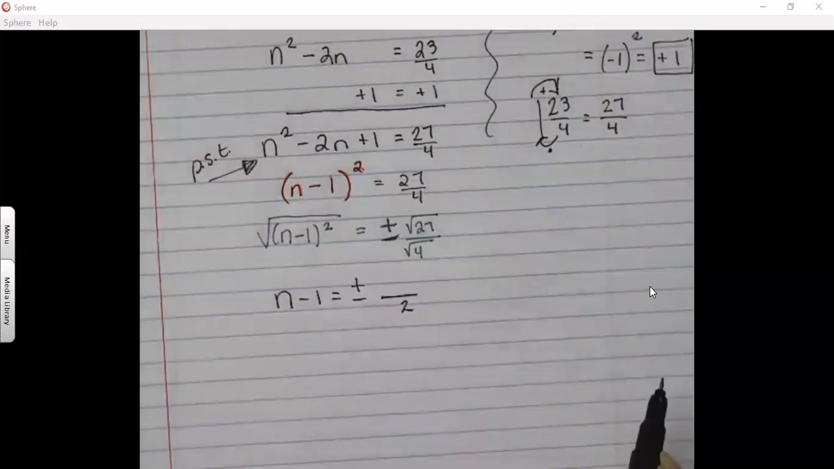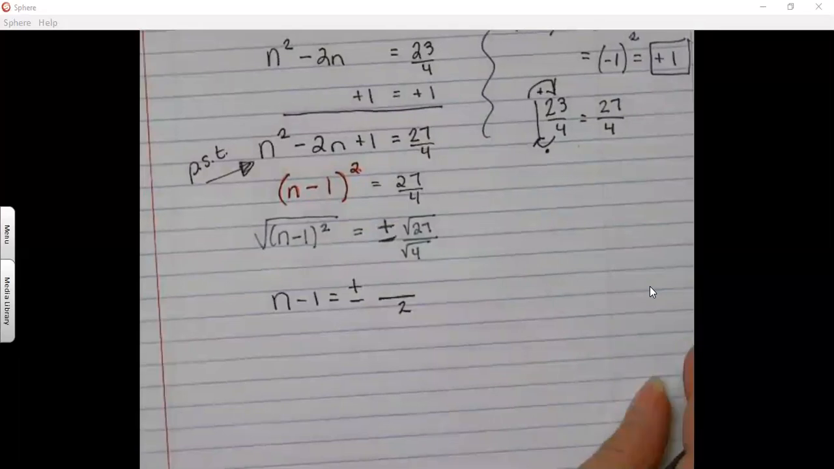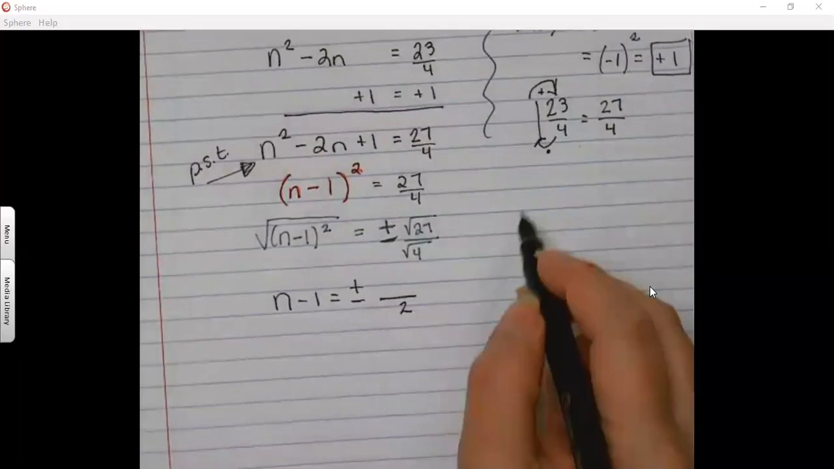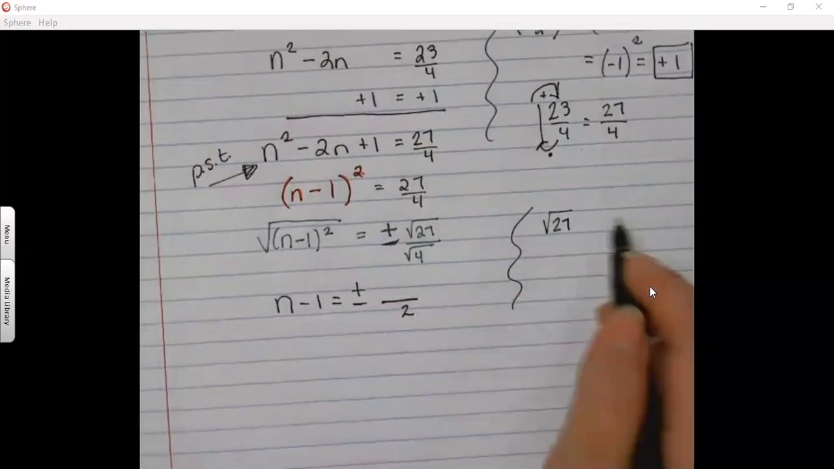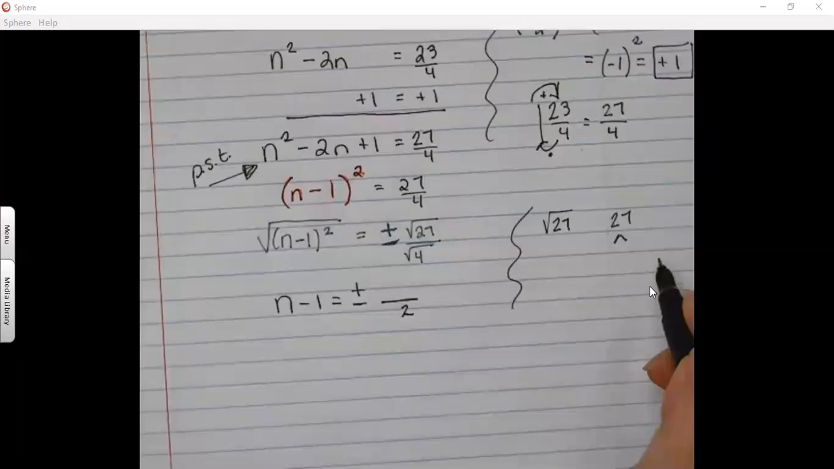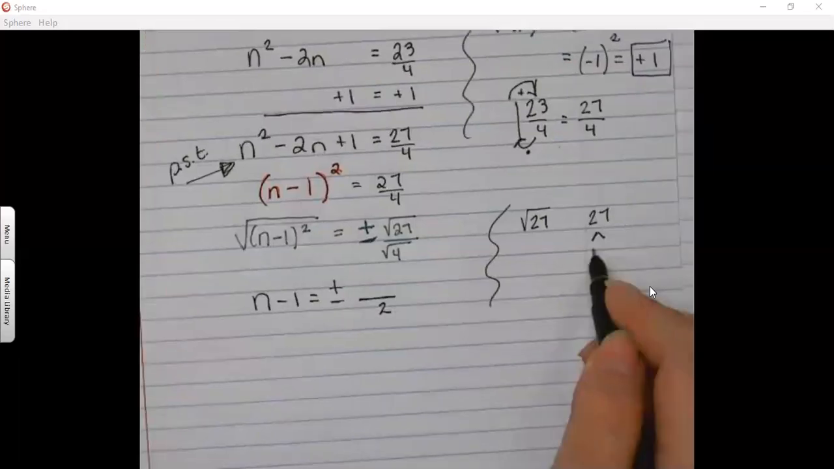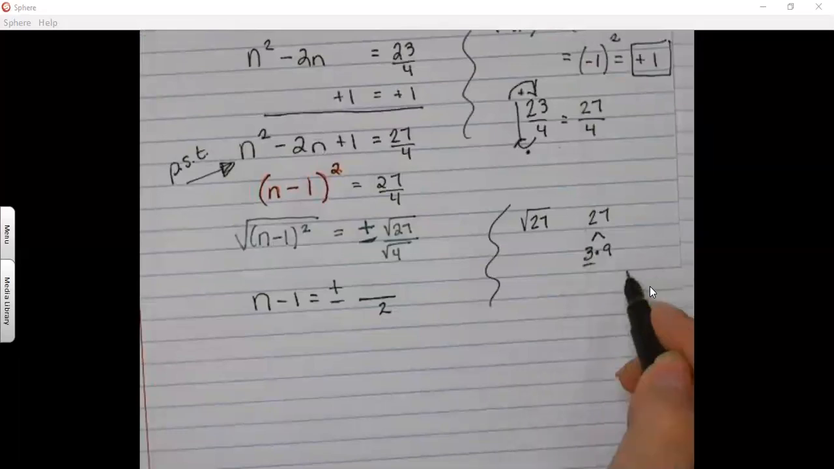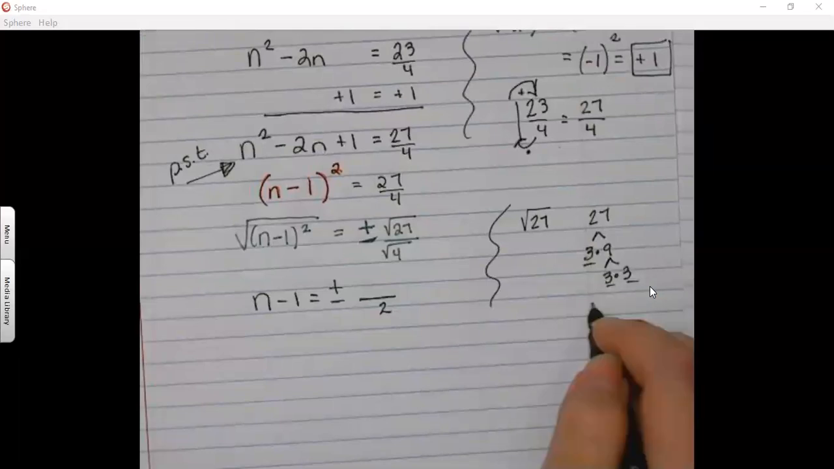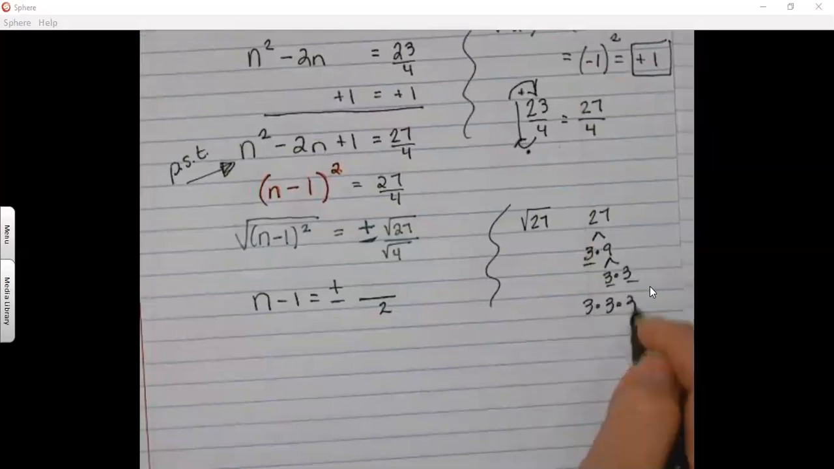Numerator, is 27 a perfect square? No, but I know it has a perfect square factor, right? What are factors of 27? 9 and 3. 3 is prime. And 9 has factors of 3 and 3. So my factors are 3 times 3 times 3. Does 27 have a perfect square factor?